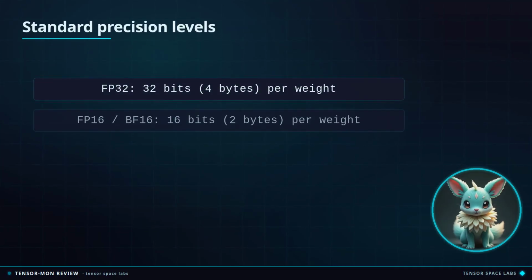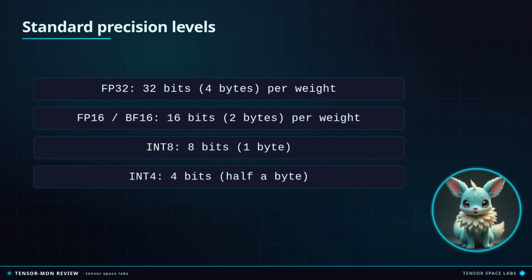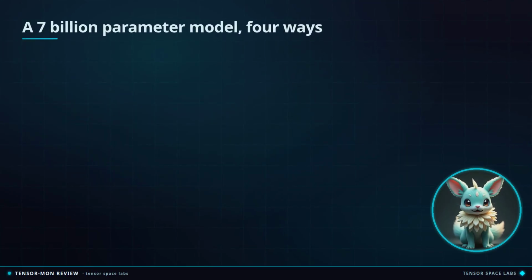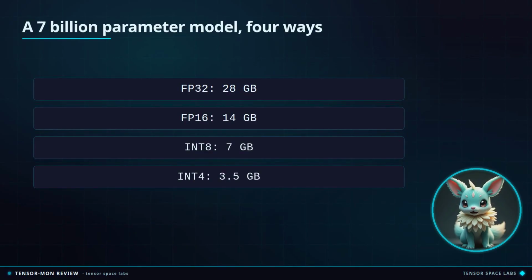The common levels. FP32 is full precision, 4 bytes per weight. FP16 or BF16 is half of that. INT8 cuts it in half again. INT4 cuts it in half one more time. Each cut shrinks the model file proportionally. Take a 7 billion parameter model. In FP32, it is 28 gigabytes, which fits in almost nothing on consumer hardware. In FP16, it is 14 gigabytes. In INT8, it is 7 gigabytes, comfortable on a 4090. In INT4, it is 3.5 gigabytes, which fits on a laptop.